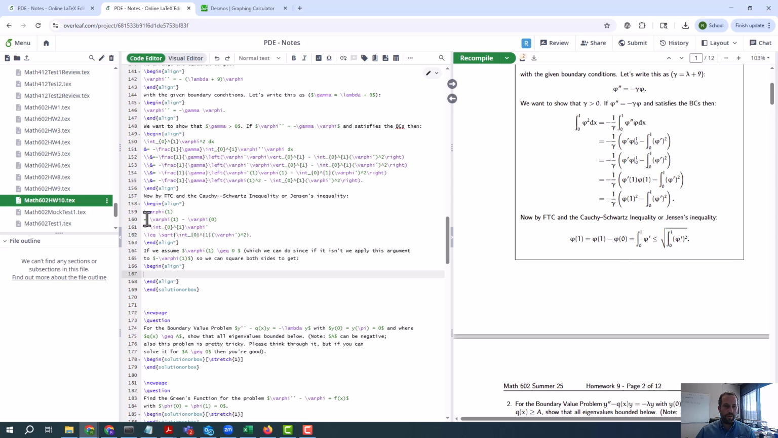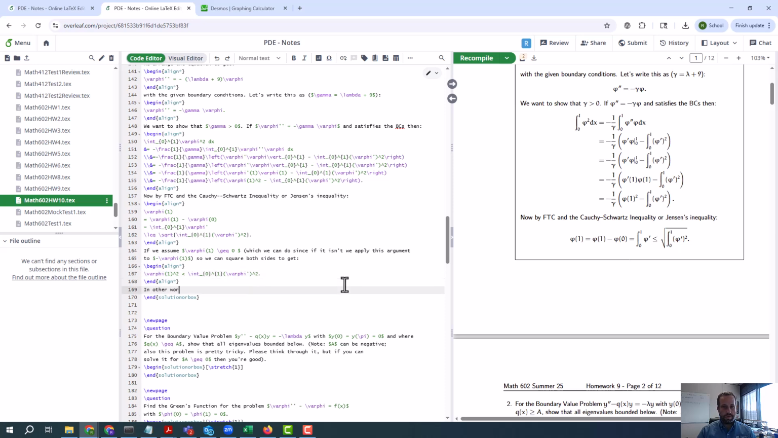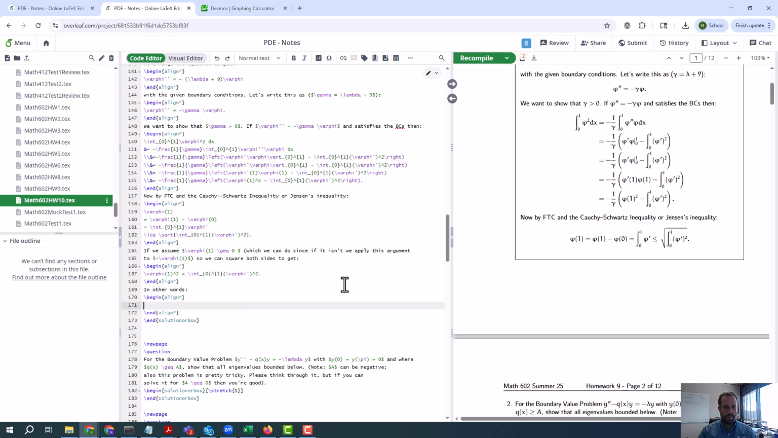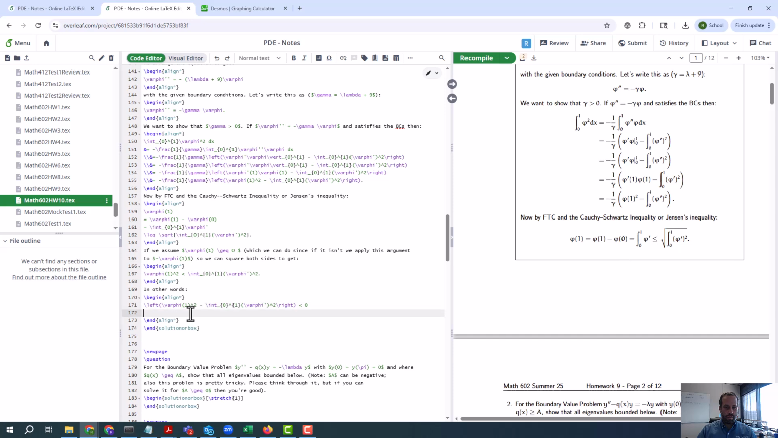We can square both sides to get this squared is less than the integral 0 to 1 of phi prime squared. In other words, this thing here is less than 0.